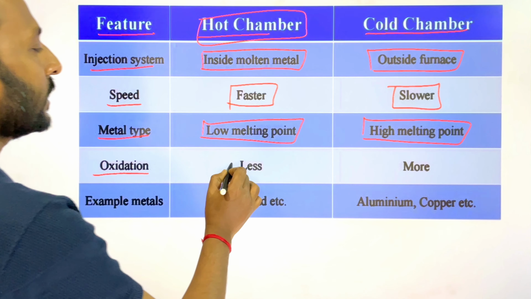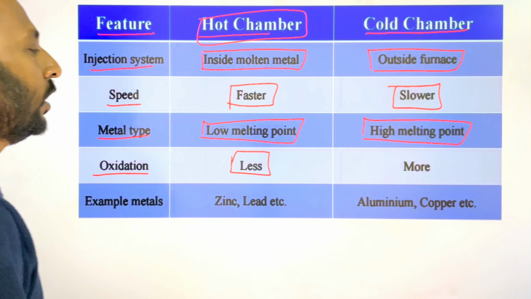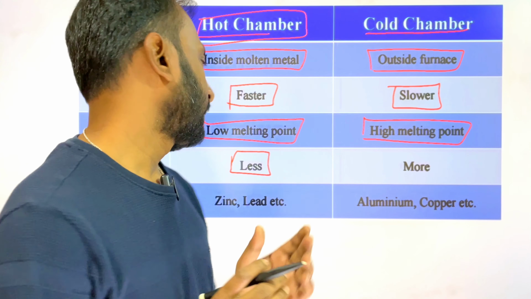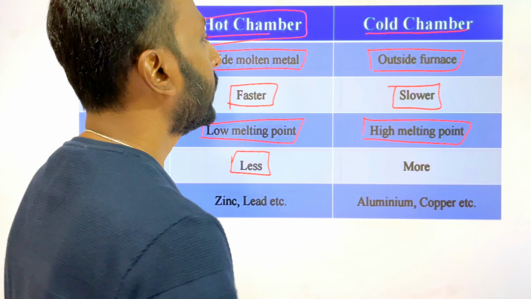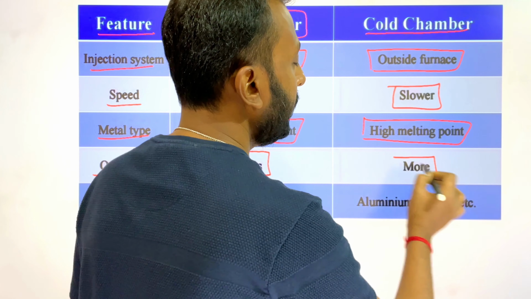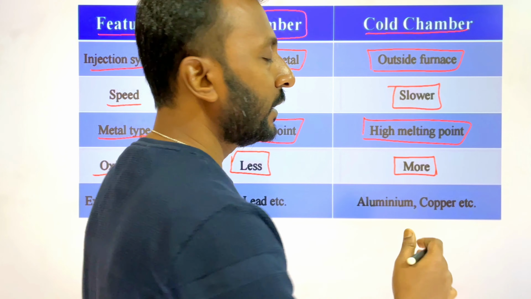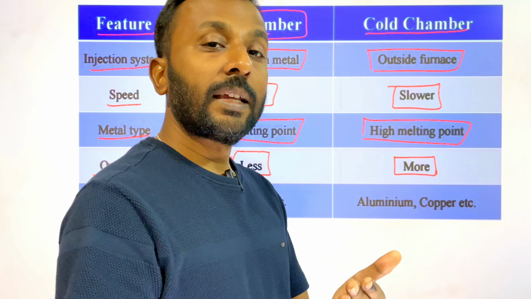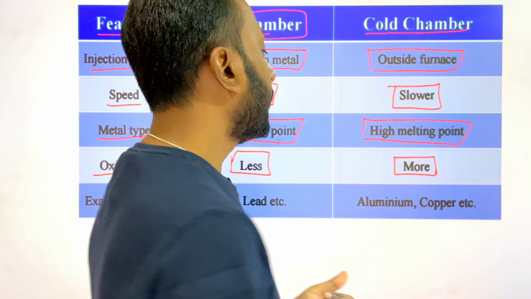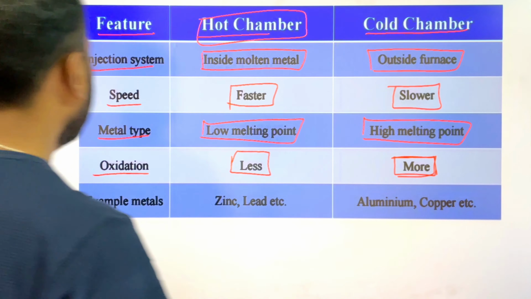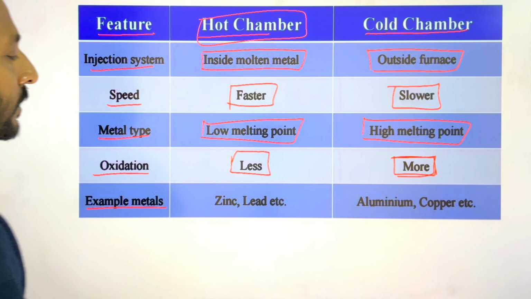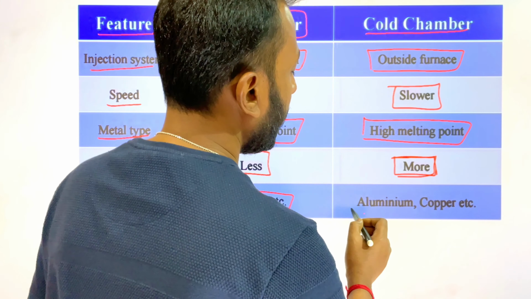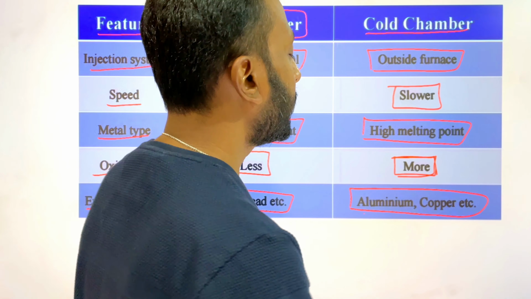Oxidation is less in hot chamber because the whole process is done in a closed area, that is inside the furnace. But in cold chamber the molten metal is melted in a furnace and is being carried with the help of a ladle, so here the chances of oxidation are more. Examples of metals: low melting point alloys like zinc, lead, etc. High melting point alloys like aluminium, copper, etc.